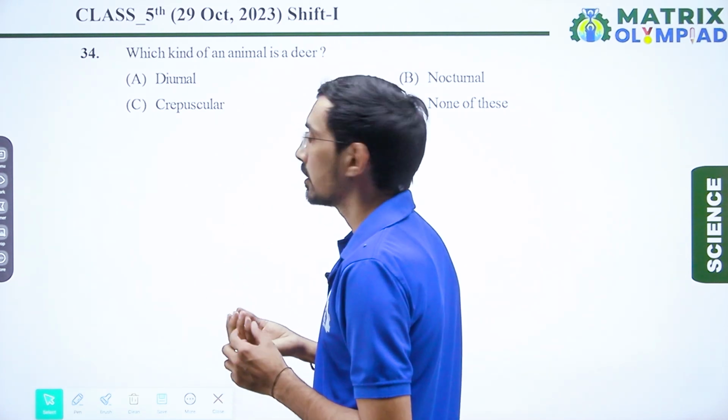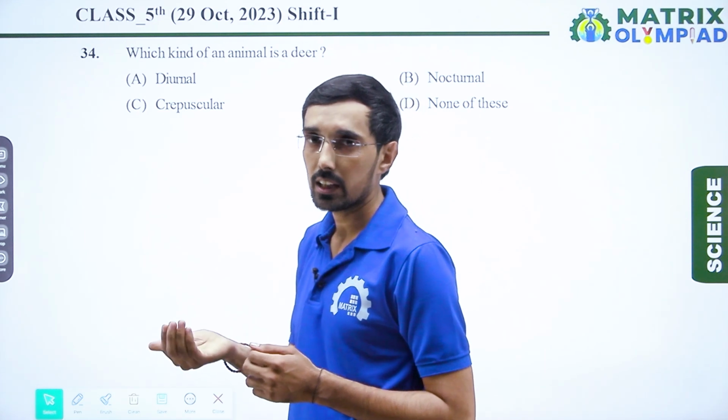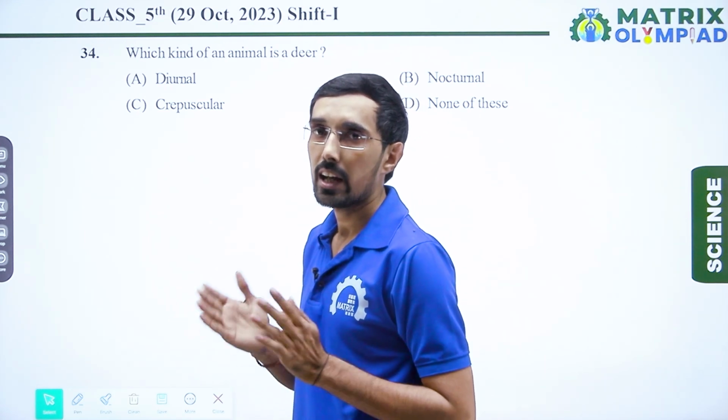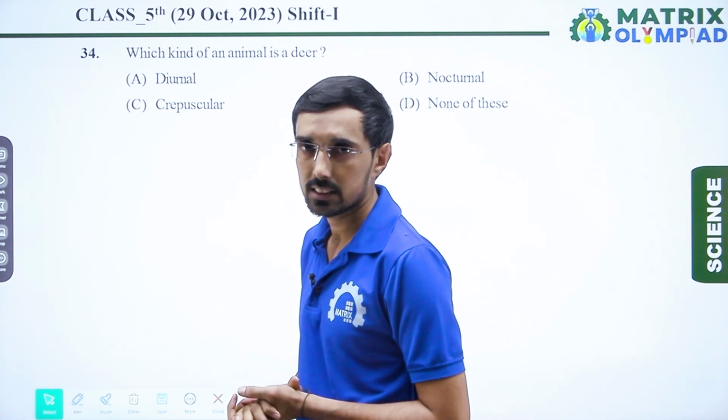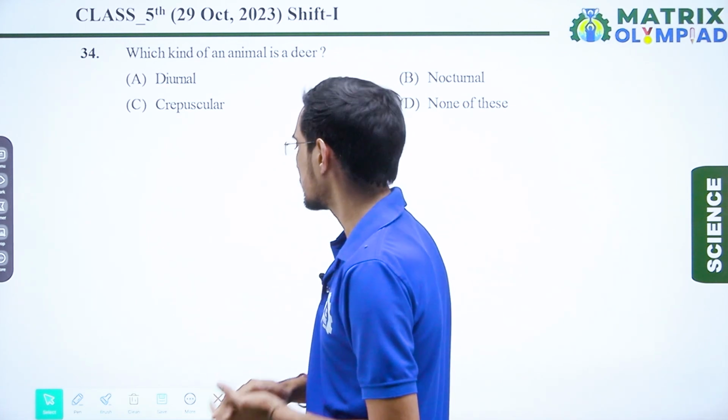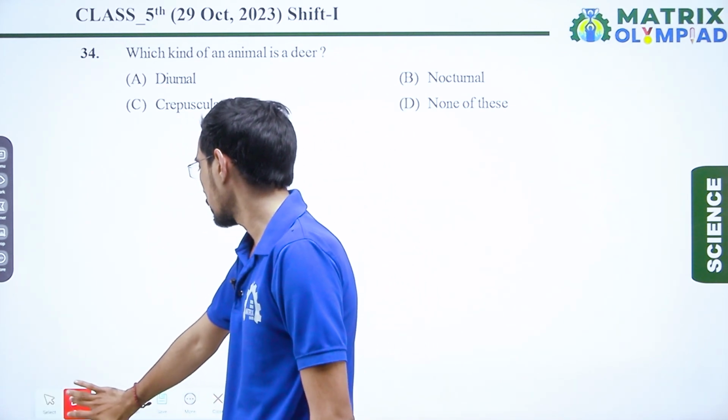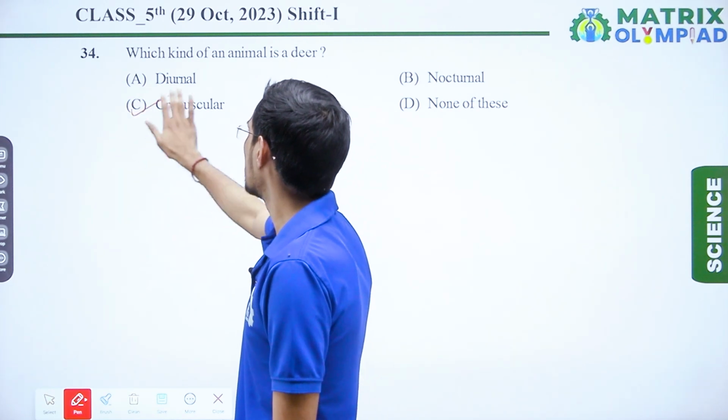Deer is a kind of animal. It is the animal which is active in day as well as night. Those animals are known as crepuscular animals. So our correct answer will be option C.